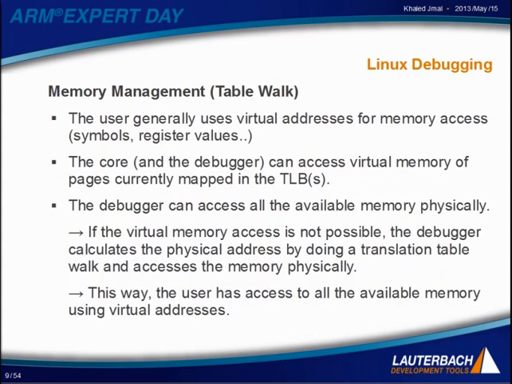So this is the first thing. Then the core can access only virtual addresses which are mapped in the TLB, and the debugger accesses memory through the core. So the debugger can only see virtual addresses that are mapped in the TLB. This is normally the kernel and the current process or some part of the current process. But the debugger can access physically more memory. So the debugger can physically access all the memory that is already loaded or that has already been accessed by the core.